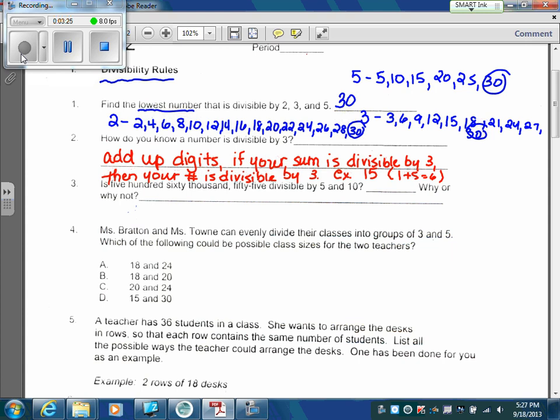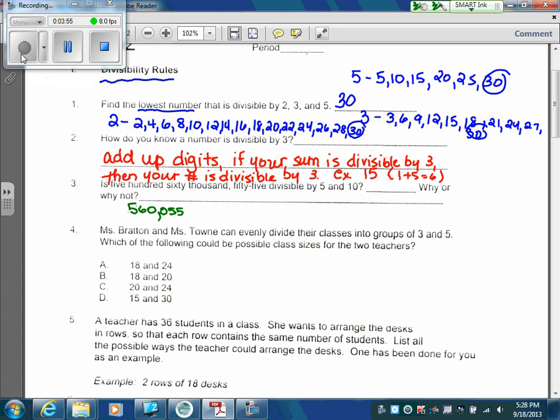Number 3 says is 560,055 divisible by 5 and 10. Well, first I want to write that number out. I've got 560,000, so I write 560, and that's in the thousands place. 55. Well, 55 is written like this, but if I put a 0 at the end, that's 550, so I need to put my 0 in front to make it 055.